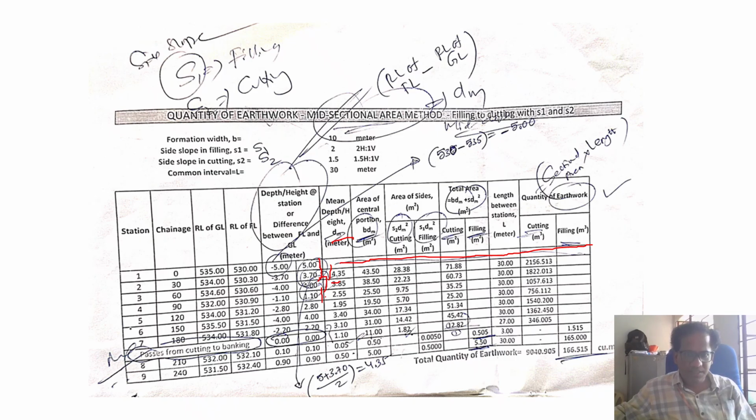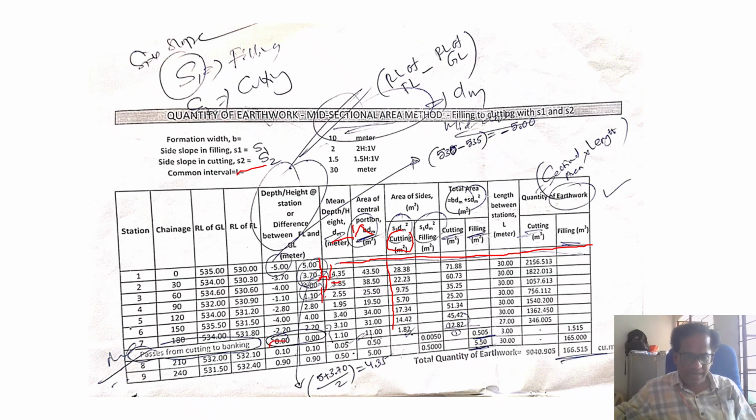Now multiplying with the formation width, B into DM, we get the central portion area. Now multiplying DM square with respect to slopes. Here we should understand that we have cutting up to 210. So we are entering all these S DM square. In fact, for cutting we are using S2 side slope, S2 DM square. All these entries are up to before the passing station. Now let's discuss at passing. As we know, the depth is 0.